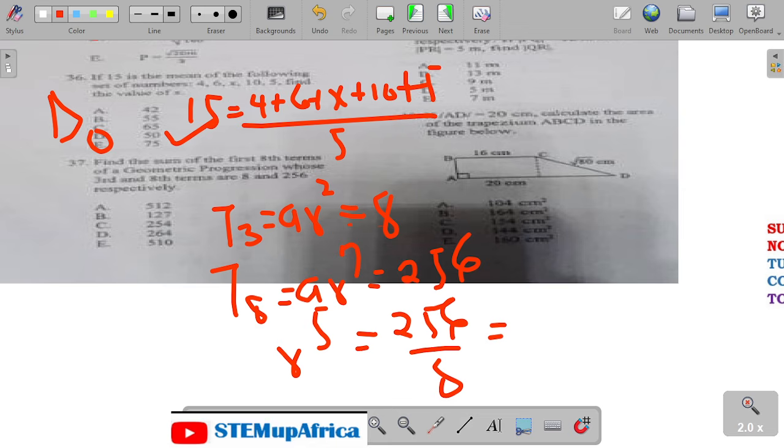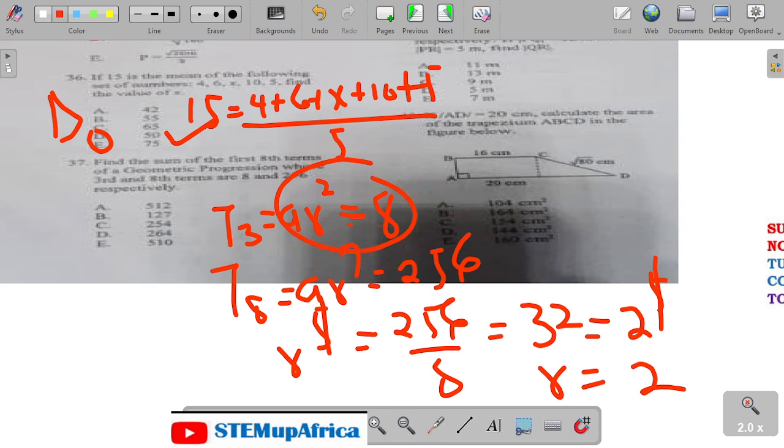What are we having? That will give us 32, which is also written as 2 raised to the power 5. So 5 goes with 5, and r equals 2. So let's find a by putting it into the first expression. If I put r here as 2, that will give me 4, so I'm having 4a equals 8. So a will also give me 2.